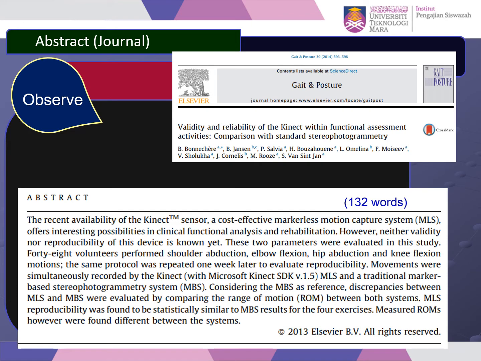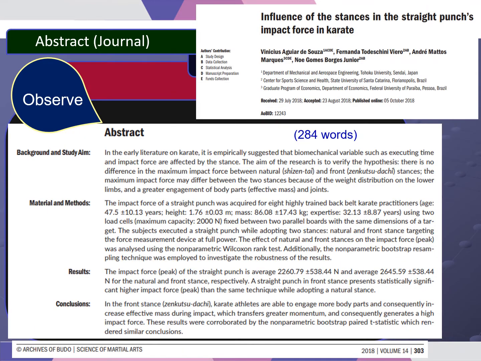This is another example from Gait and Posture. It's 132 words. Do you find the objectives or the purpose, the methodology, the findings? Observe this.